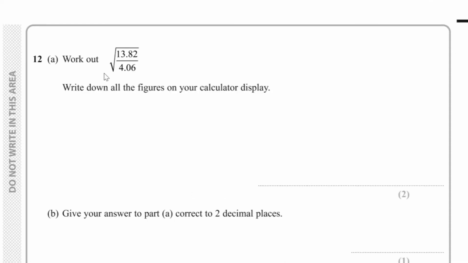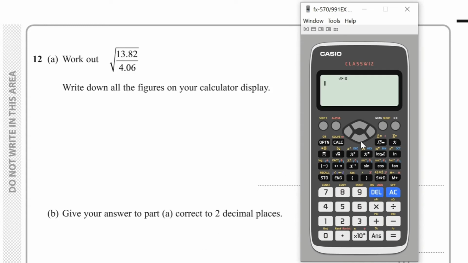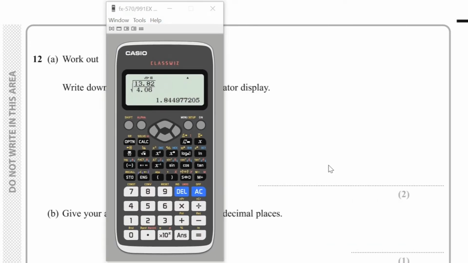Question number 12 for part A, we have to work out the square root of 13.82 divided by 4.06, and we have to write down all the figures on your calculator display. Well, if I work out the square root of 13.82 divided by 4.06, I get the value shown here. And if I copy out this, we have 1.844977205.